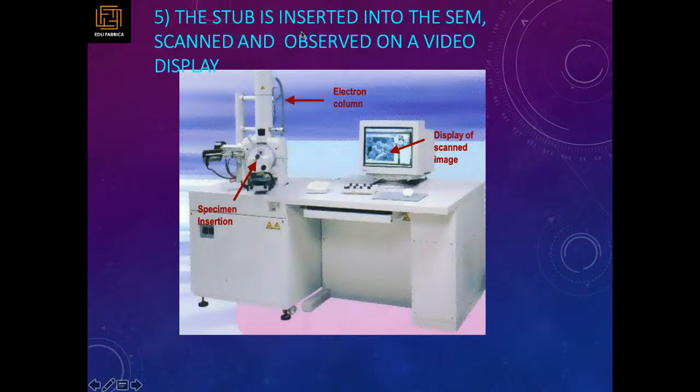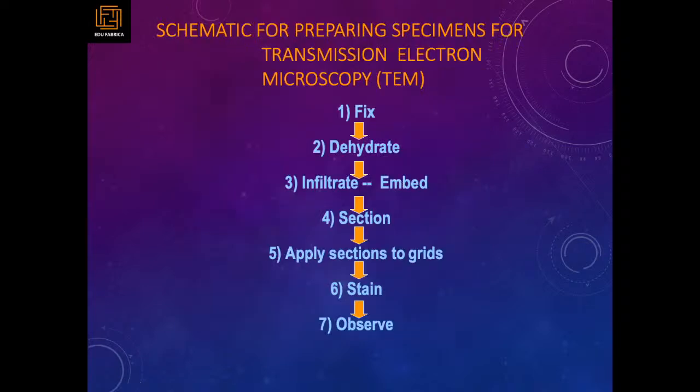Then it goes for observation under the SEM, and we can see the things over the videos. This is the electron column where the electrons are pushed over your sample specimens. Here we put our sample. The machine looks so big, and we can see our display of scanned images on this computer. Then this is TEM. It's a bit different. We also fix our samples, dehydrate, infiltrate them, then section them, apply sections to a grid, stain them, and then we observe the results.